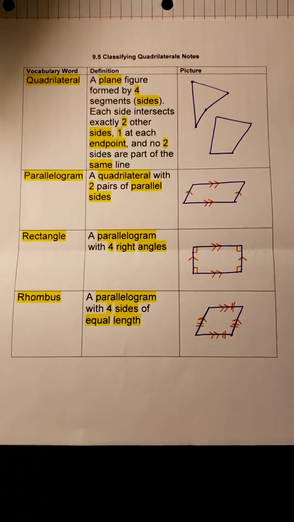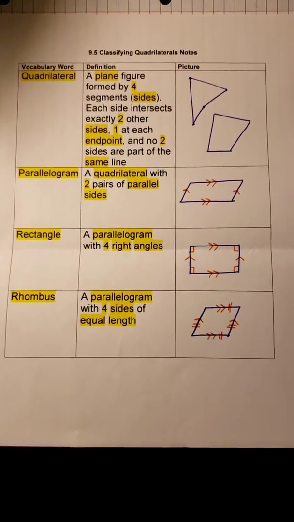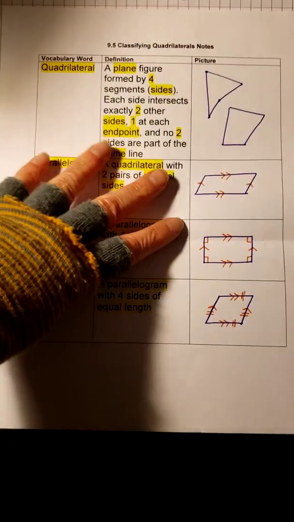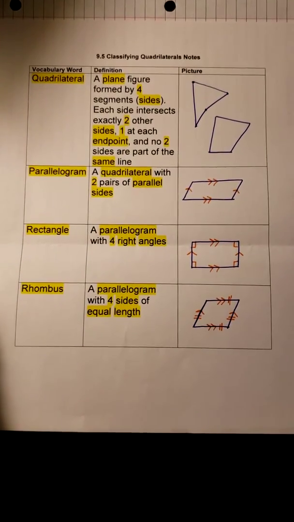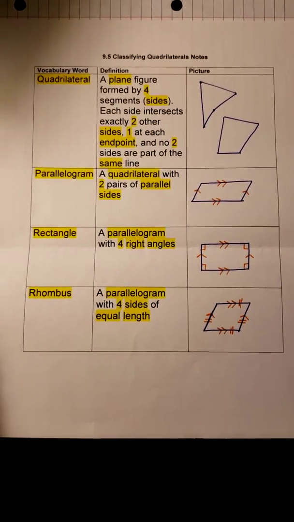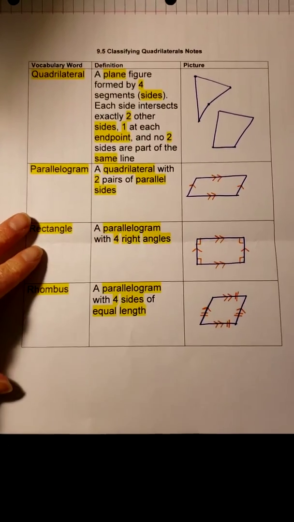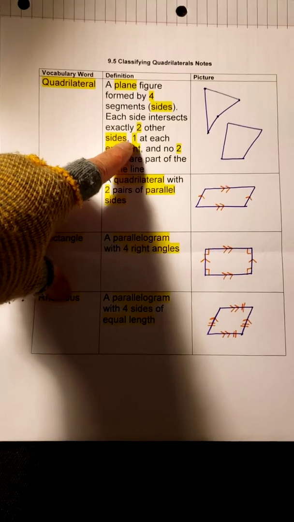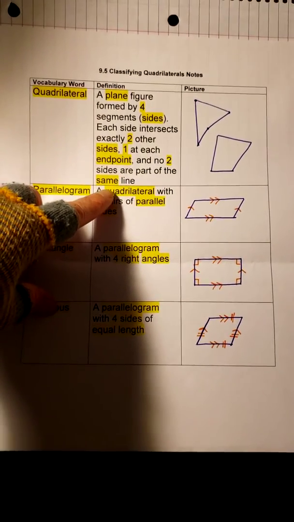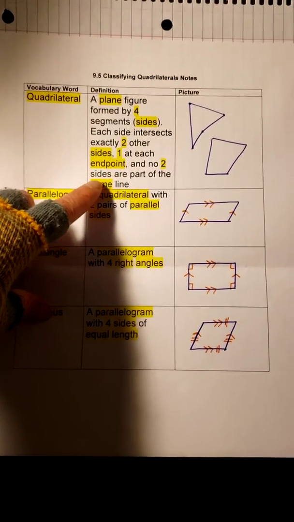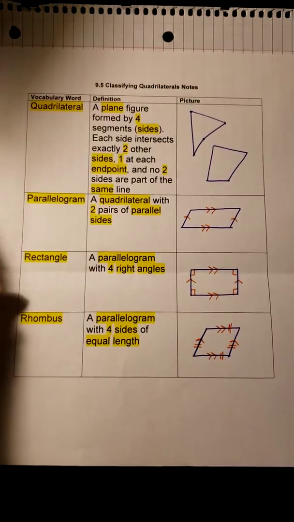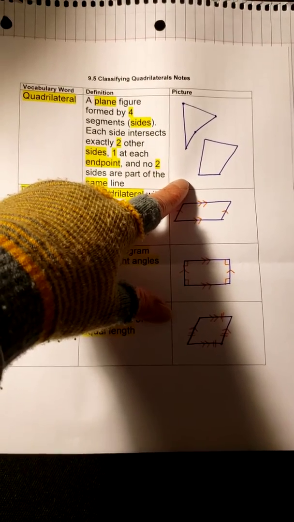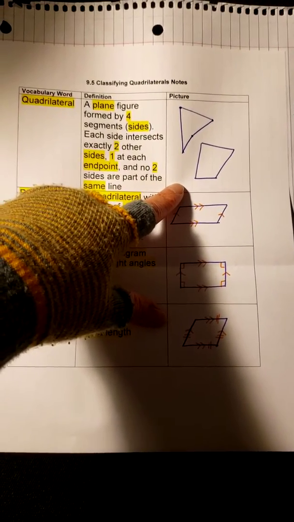The first one, of course, is quadrilateral. We've talked about that before. You see the word quad in there. Quad means 4. Right, so it's a figure that has 4 sides. It's all in one plane, so it's two-dimensional. And each side intersects exactly 2 other sides, one at each endpoint, and no sides are part of the same line. So there's no gaps, no holes, no sides crossing each other, anything like that. And there are a couple examples for you. 4 different points, 4 different sides.